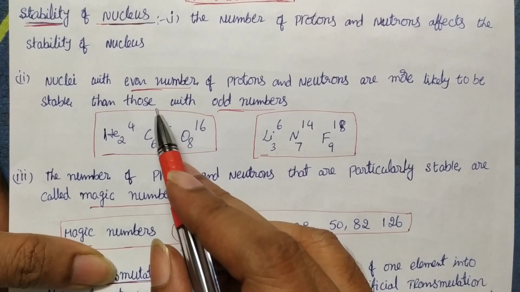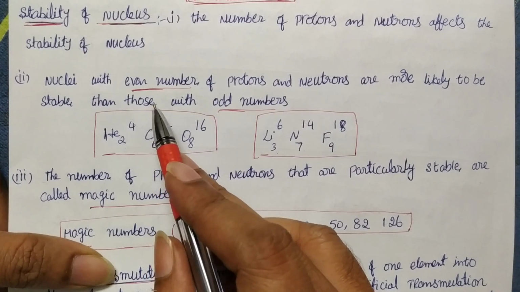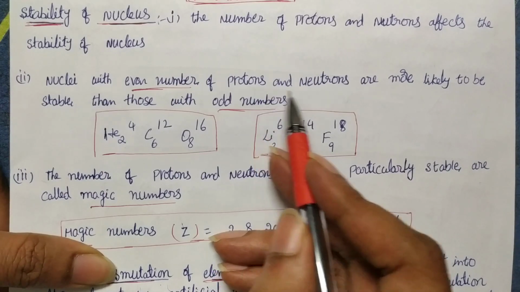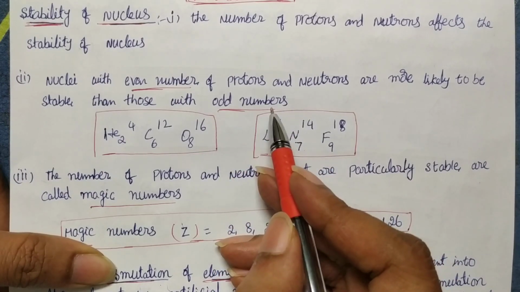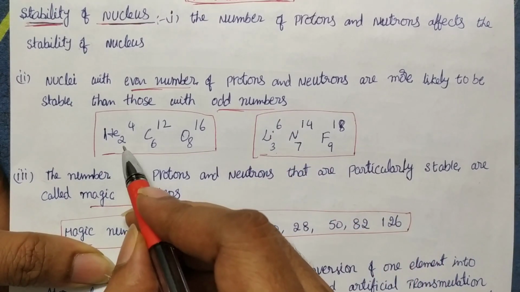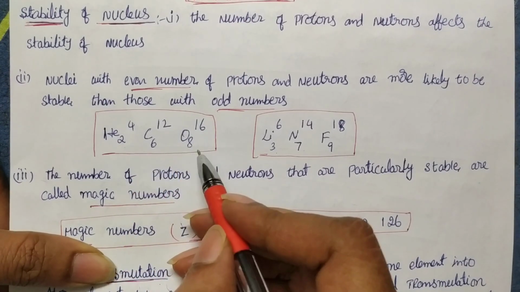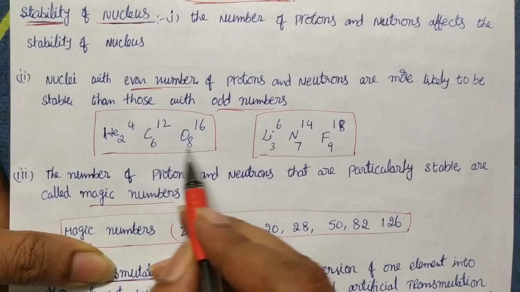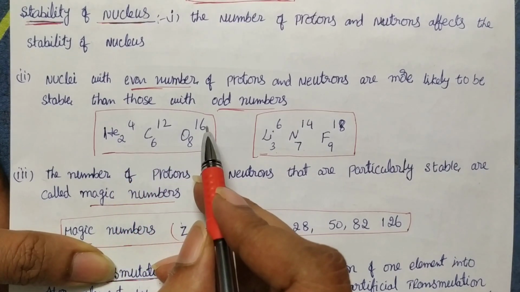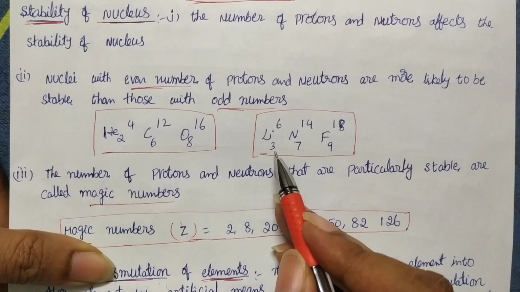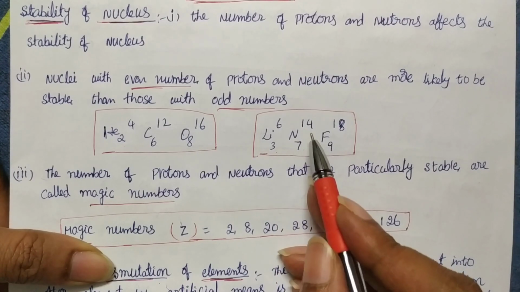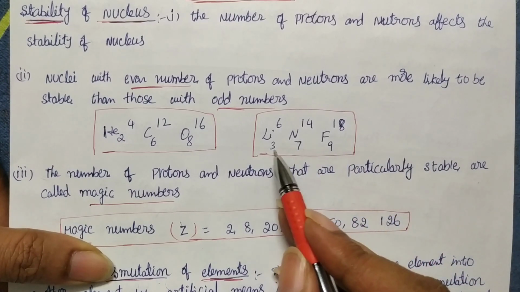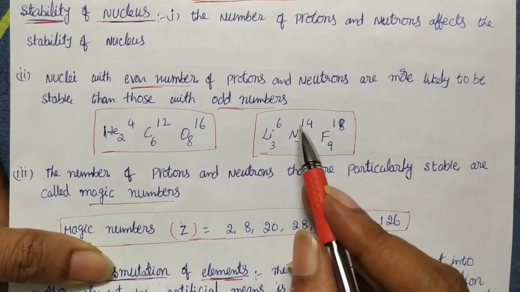Suppose you have a nucleon number, that is proton number and neutron number, both even. Those are more stable when compared to those having odd numbers. For example, He-4 (2,4), C-12 (6,12) and O-16 (8,16) have an even number of protons and an even number of neutrons. But Li-6 (3,6), N-14 (7,14) and F-18 (9,18) have an odd number of protons and an odd number of neutrons also.